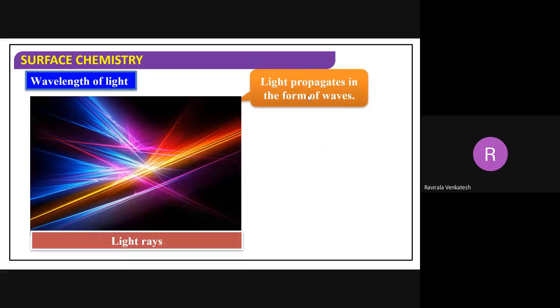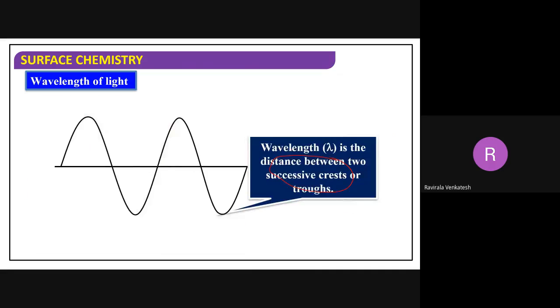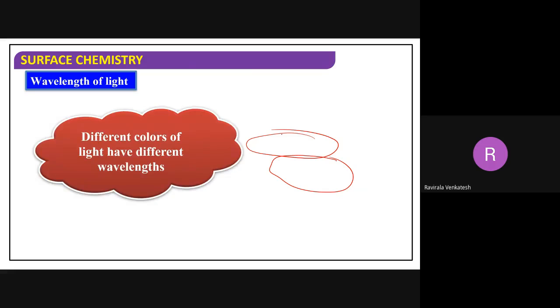Light rays will have what? Whenever light propagates in the form of a wave, those waves will have different types of wavelengths, right? Wavelength you already know: the distance between two crests or troughs is called wavelength. Now different colors of light have different wavelengths.